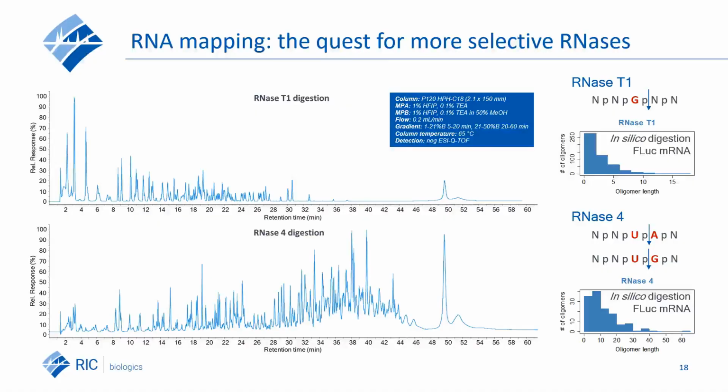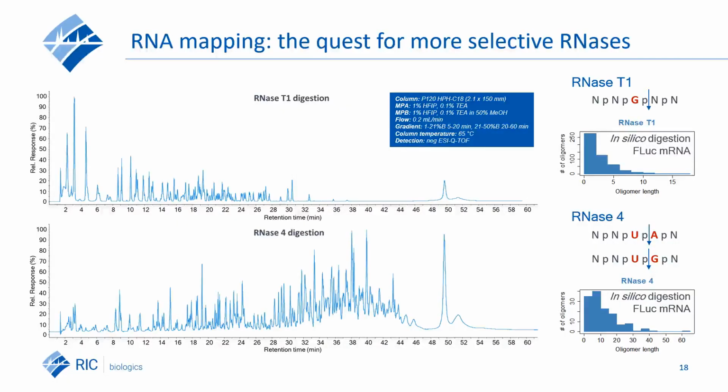One way to increase this sequence coverage is to combine the results obtained by RNase T1-mediated cleavage with results obtained by digestion with other RNases, such as, for example, RNase 4. RNase 4 has great potential for RNA mapping since it recognizes dimers. It cuts between a U and an A nucleotide and between a U and a G nucleotide. In comparison with RNase T1, RNase 4 cuts less frequently and it also generates longer fragments.